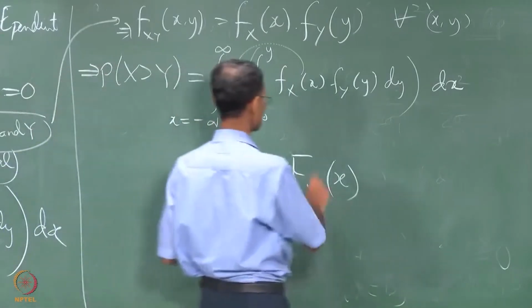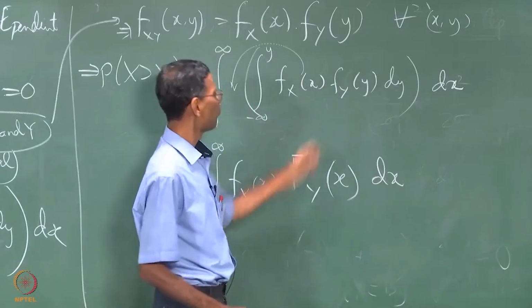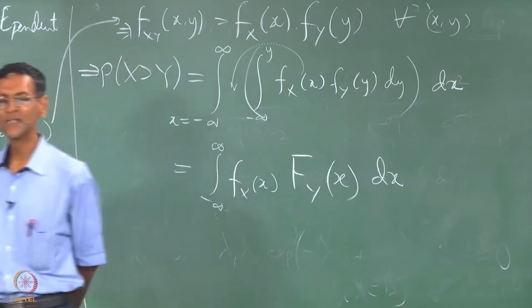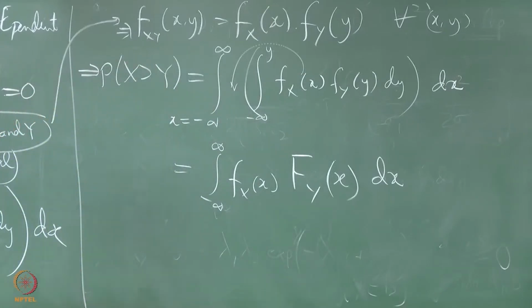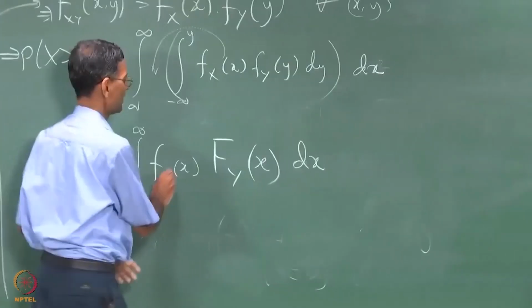So this is an interesting integrand now. It involves a combination of the CDF of the one and the PDF of the other. This is true, right? All you require here is that x and y are independent. You do not require them to be identically distributed. Of course, you can't proceed beyond this. You have to stop here because you don't know the distributions.